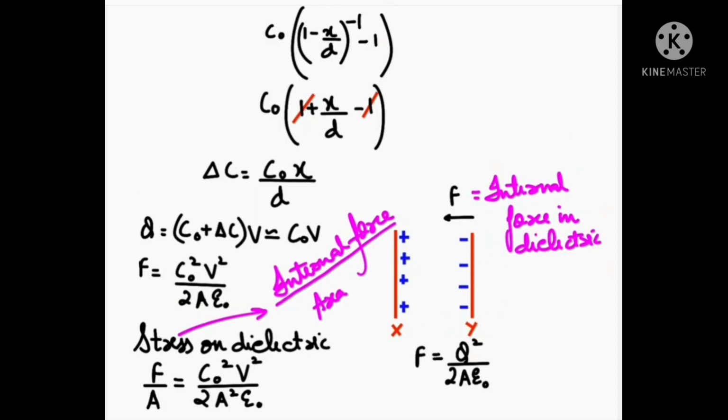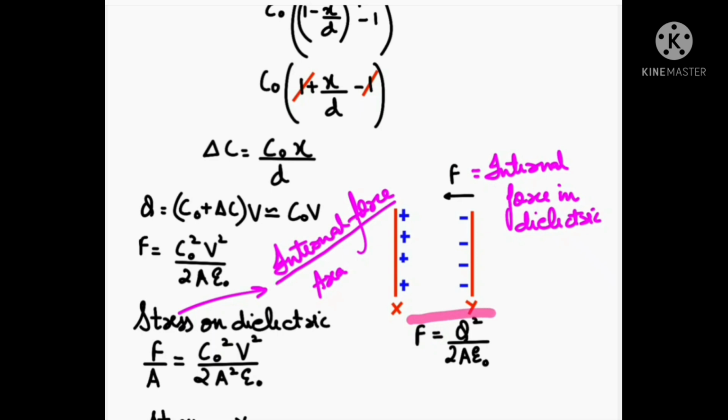Now the attractive force between the plates is equal to Q square by 2A epsilon naught. This is the value of attractive force between the plates. Now this attractive force will be equal to the internal force in dielectric, in equilibrium state. So we can write stress on dielectric is equal to F upon A. Now this stress is equal to internal force upon area, but in equilibrium state this internal force is equal to the deforming force only, external deforming force.